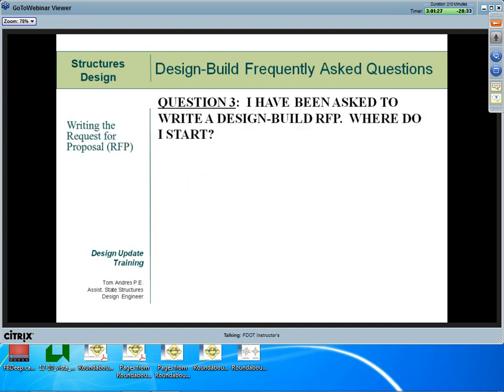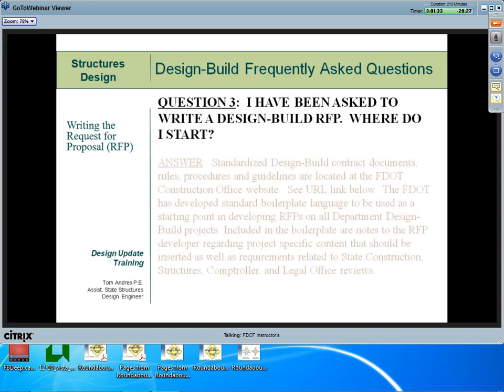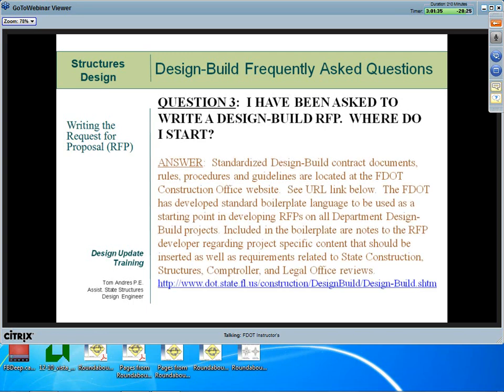Okay, moving on. Question 3. I have been asked to write a design-build RFP. Where do I start? Answer: Standardized design-build contract documents, rules, procedures, and guidelines are located at the FDOT Construction Office website. See URL link below.